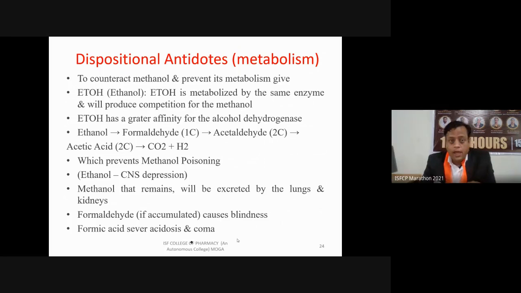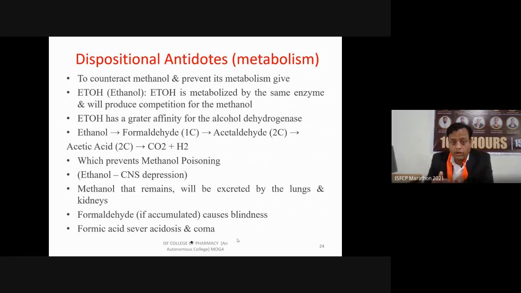So how can we minimize this toxicity? We use ethanol. Ethanol is metabolized by the same enzyme and will produce competition for methanol. When ethanol is present, what will happen? Ethanol has a greater affinity for alcohol dehydrogenase, and ethanol is converted into acetaldehyde, containing two carbon atoms, which is further converted into acetic acid, and finally into carbon dioxide and water. Ethanol metabolism proceeds in this way, which prevents methanol poisoning.